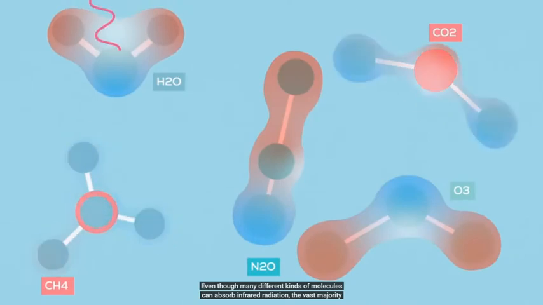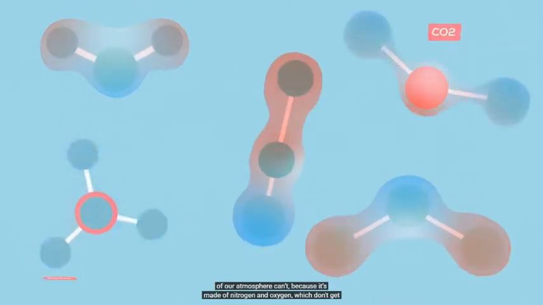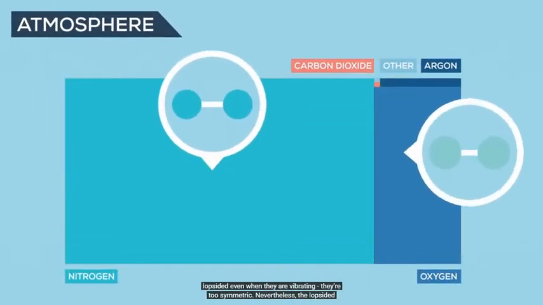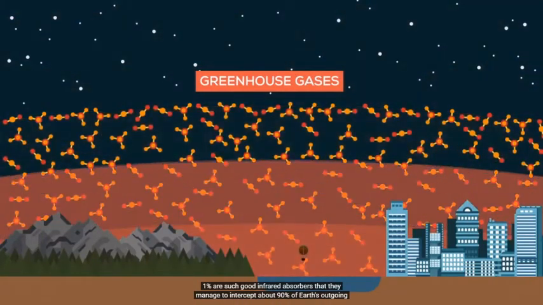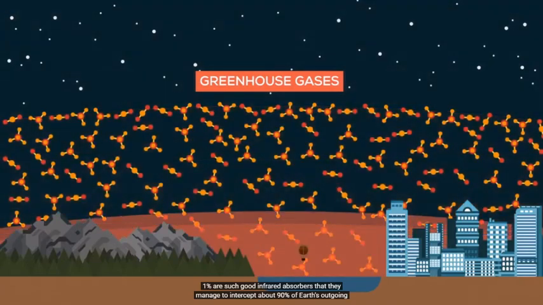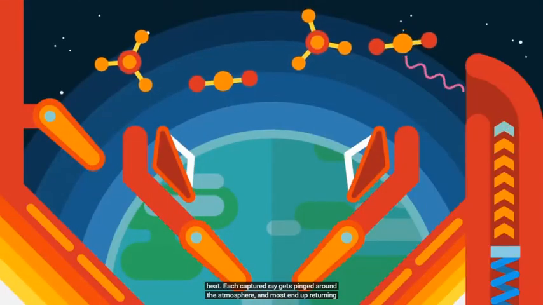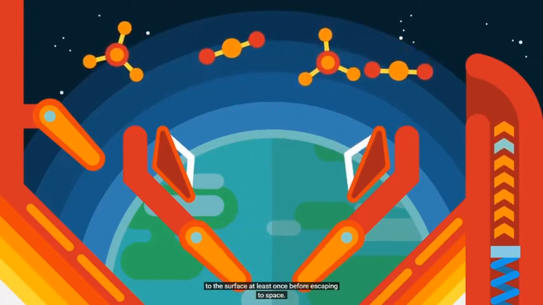Even though many different kinds of molecules can absorb infrared radiation, the vast majority of our atmosphere can't, because it's made of nitrogen and oxygen, which don't get lopsided even when they are vibrating. They're too symmetric. Nevertheless, the lopsided 1% are such good infrared absorbers that they manage to intercept about 90% of Earth's outgoing heat. Each captured ray gets pinged around the atmosphere, and most end up returning to the surface at least once before escaping to space.